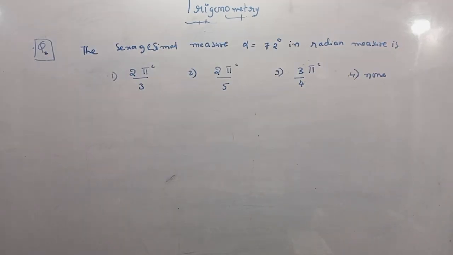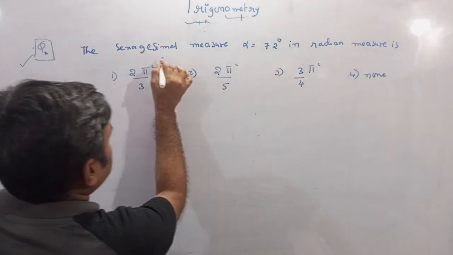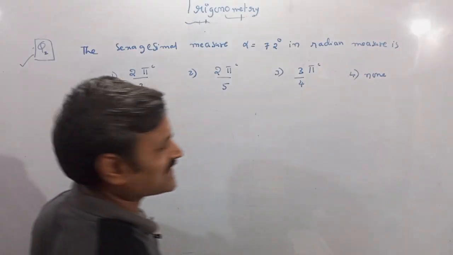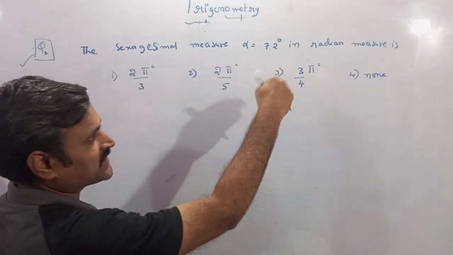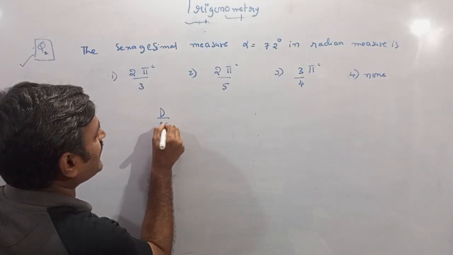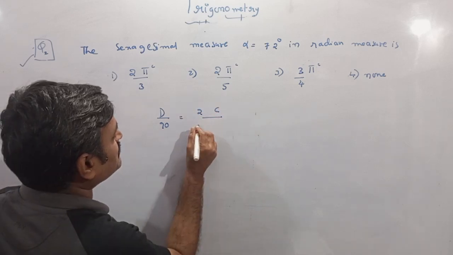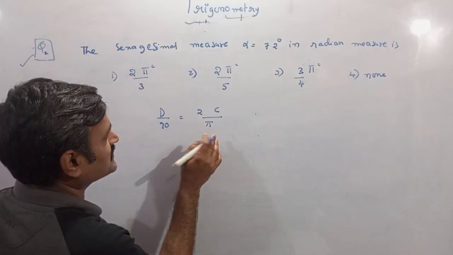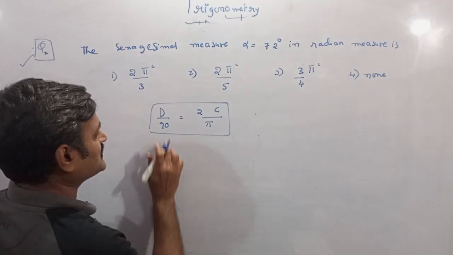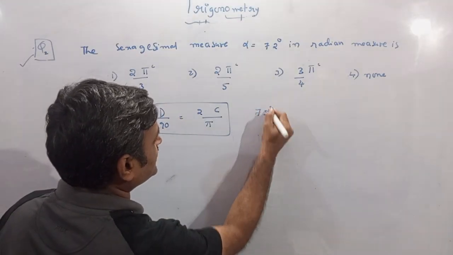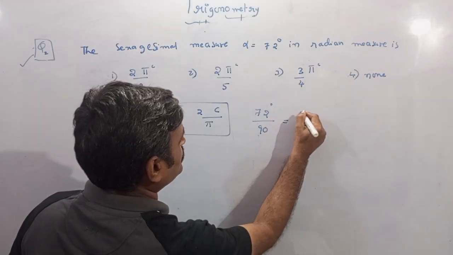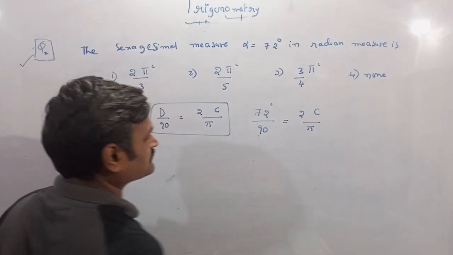Let us see this question. The second question we have, that is sexagesimal measure alpha is equal to 72 degrees. In radian measure is what? So this degrees value should be converted into radians. So degrees and radians, what is the relation? D by 90 is equal to 2C by pi. You consider this is C. You have to find the C answer only. Given in the question, the D value is 72 degrees. 72 degrees divided by 90 degrees is equal to 2C by pi.